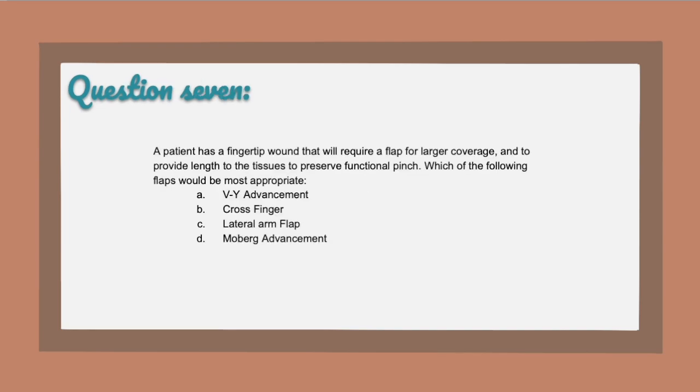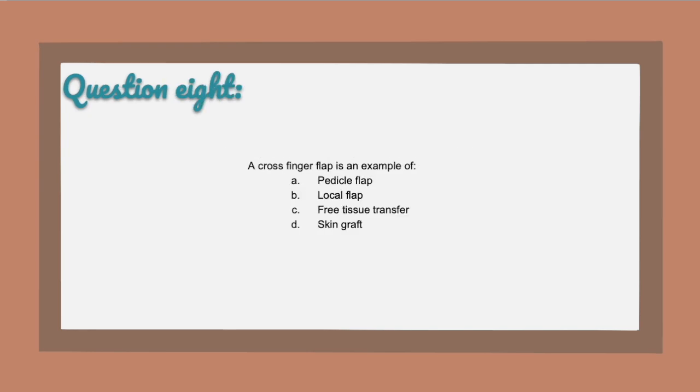Question 7. A patient has a fingertip wound that will require a flap for larger coverage and to provide length to the tissues to preserve functional pinch. Which of the following flaps would be most appropriate? A. VY advancement. B. Cross finger. C. Lateral arm flap. D. Moberg advancement.